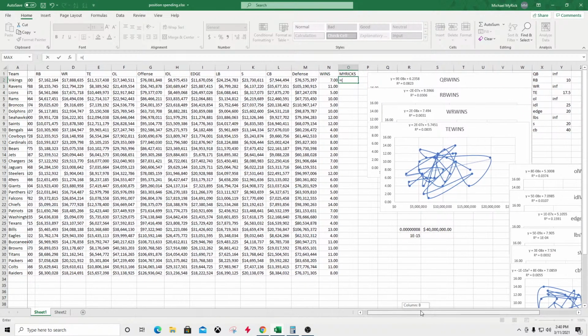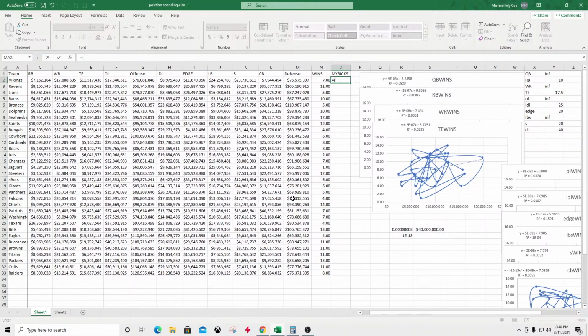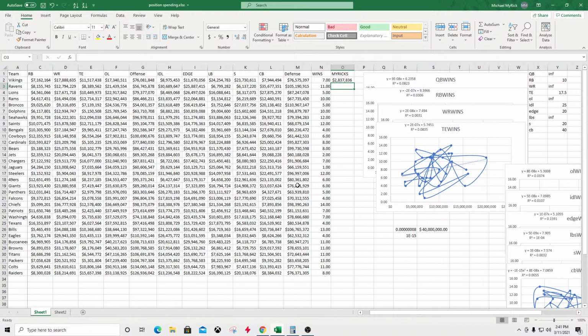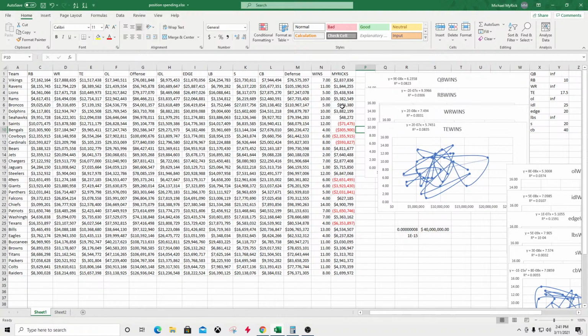Let's see. All right, so the sweet spot for running backs would be 10 million. So we could do 10 million, 1, 2, 3, 1, 2, 3, minus C2, right? What that's going to do, as an example, is give us a number. Watch. Bam. Oh, I like that.